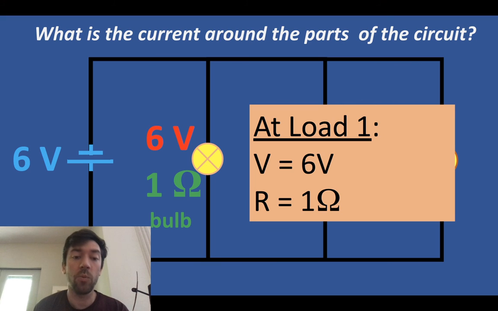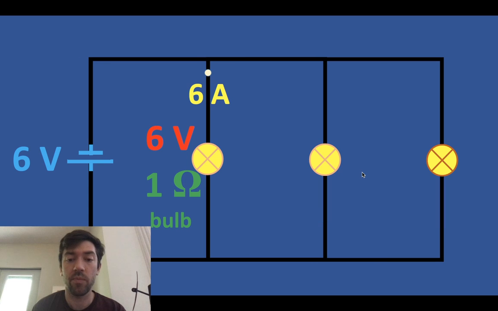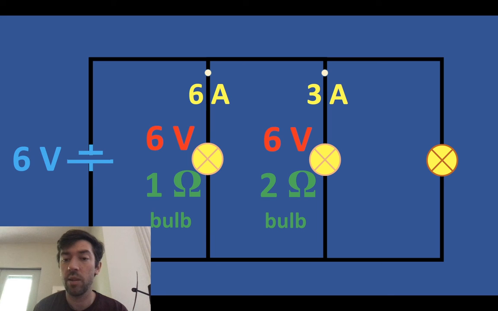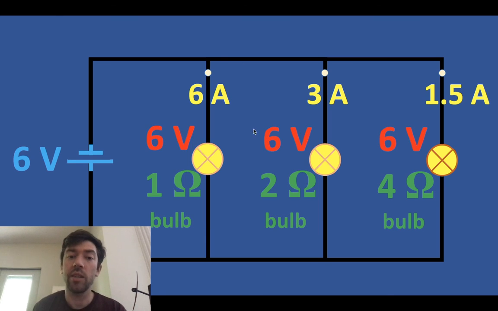So at load 1, let's do that first. Given these voltage and resistance values, the formula, which is from Ohm's law, which you learned in grade 9, is that the current is equal to the voltage divided by the resistance. So just divide those numbers and you should get 6 amps. Do the same calculation for load number 2, 3 amps. Same calculation for load number 3, 1.5 amps. So you get these different current values. You get a much higher current, which is the flow rate of the electricity, when you have a lower resistance, which makes sense.